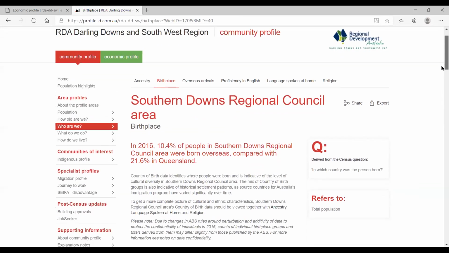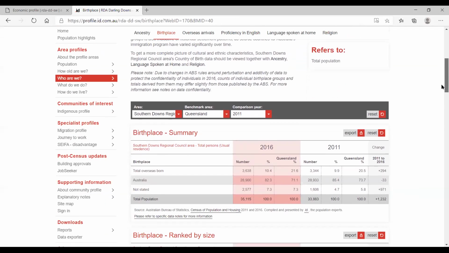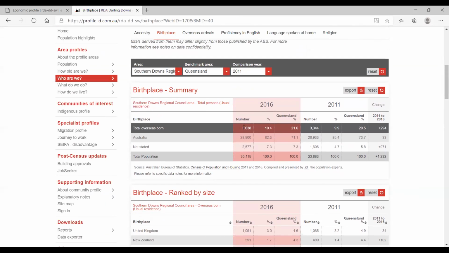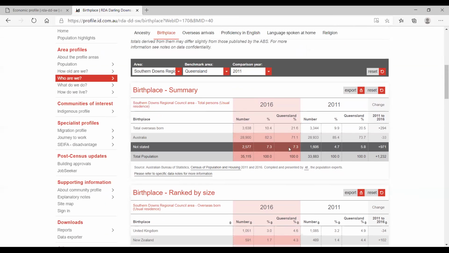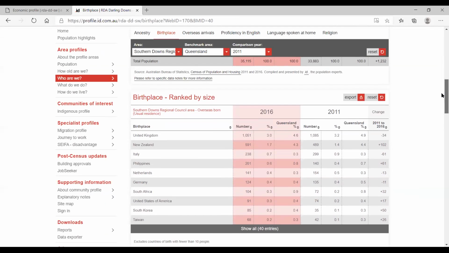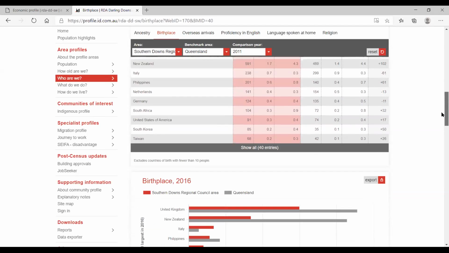So you can come down here and you can look at in which country was the person born, referring to the total population. And we can get here some information: our total overseas born, how many Australian, how many didn't state, and what's my total population. When I move down, I can also get my birthplace ranked by size. So I can start to have a look at, well, what migrants do I have coming in?